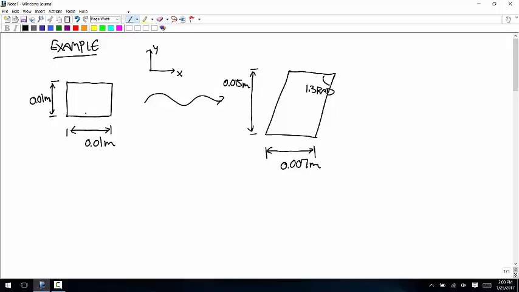And all of the lengths that you can't see, the out of plane lengths and angles, they stay unchanged. So everything you can't see stays the same. What are the strains?